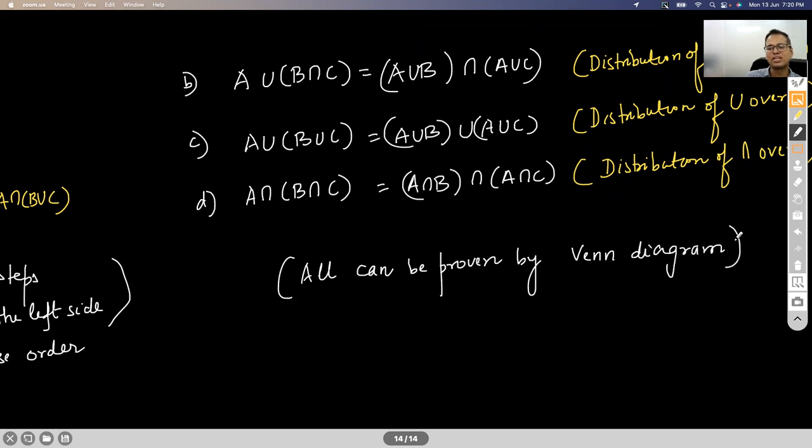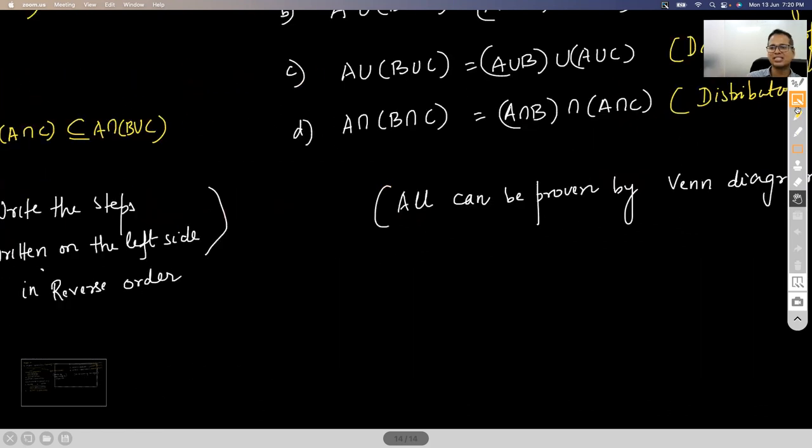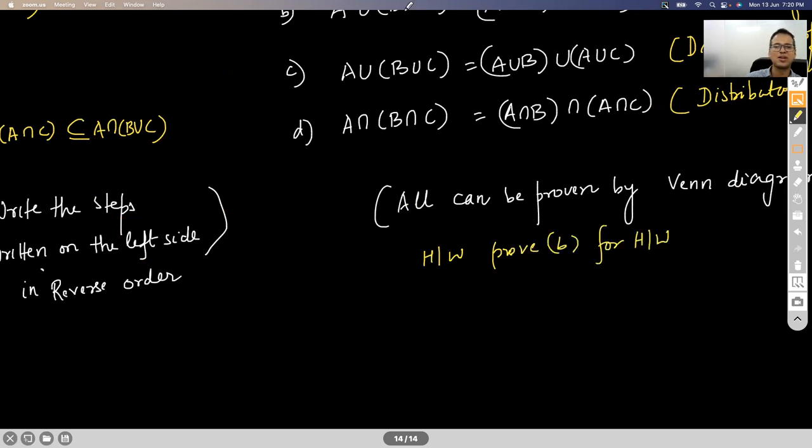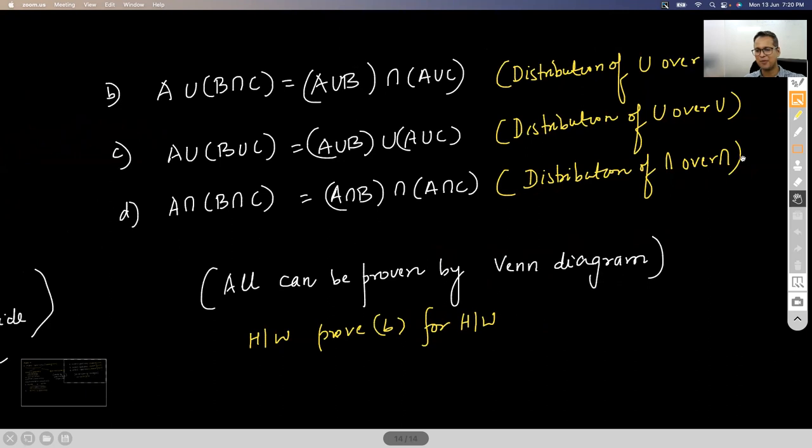Okay. I'll give you as a homework now. Try proving B for homework. Just make a Venn diagram for the left scenario, make a Venn diagram for the right scenario and see, are you getting the same shaded area for both of them? Is it fine? Yes, Aryan, you can please copy this down. Done? Okay.